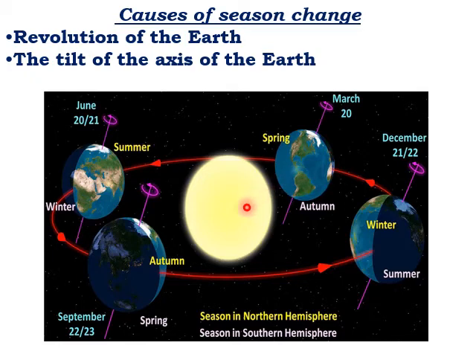In a hemisphere, autumn comes after summer and spring comes after winter. And at the equator, there are no seasons. There is no season change at the equator.